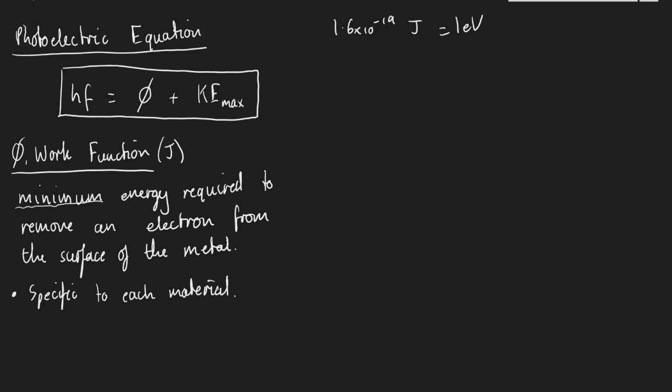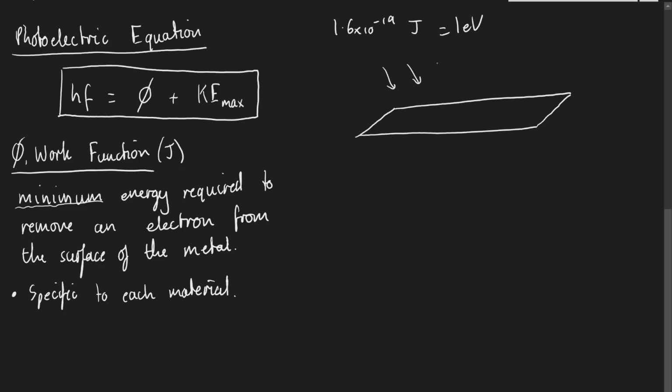But why does the work function increase? If it's specific to each material, surely if the material is the same, then the amount of energy required to release the electrons is the same. But we have to look on more of a three-dimensional scale. So if we imagine we have the surface of the metal, I'm going to draw this in 3D as best I can. This is the surface of the metal, and we have loads of photons that are all incident on the surface of the metal.